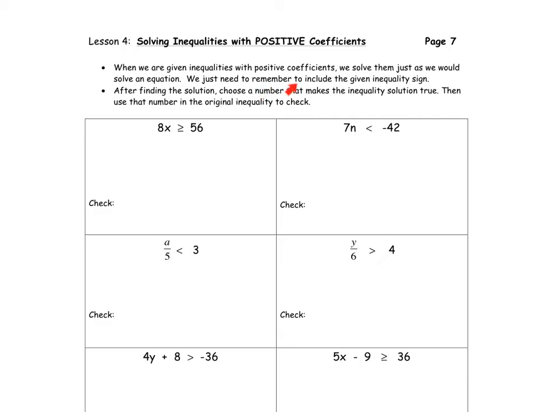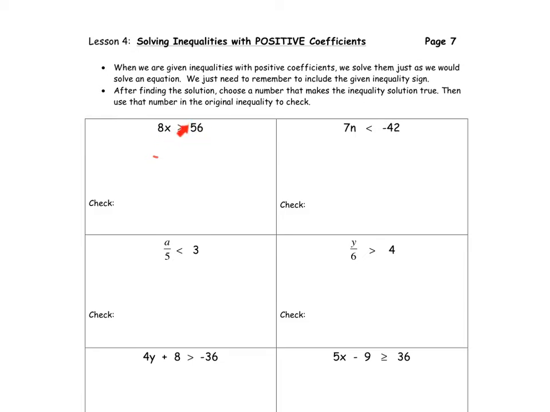We just need to remember to include the given inequality sign. After finding the solution, we're going to choose a number that makes the inequality true. Then we're going to use that number in the original inequality to check. So let's get started. The very first inequality I see says 8x is greater than or equal to 56.